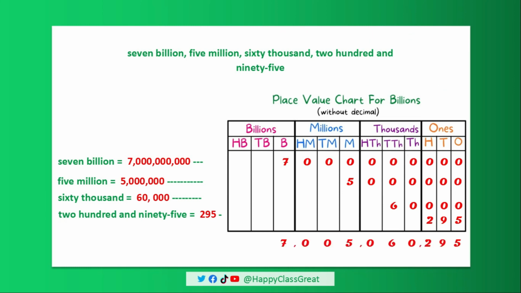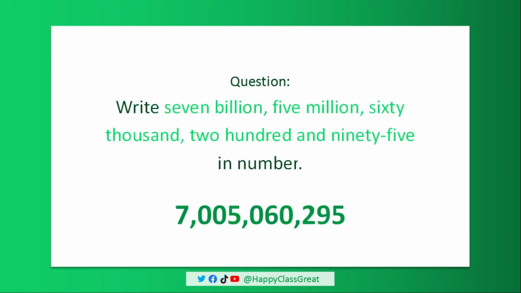And to write 7,005,060,295 in words, that would be 7,005 with a comma, 060 and 295.